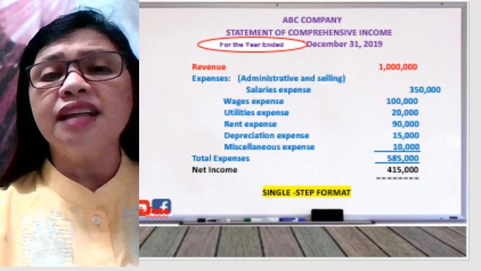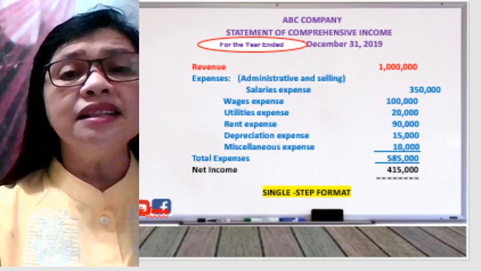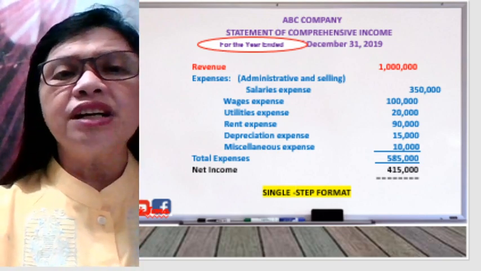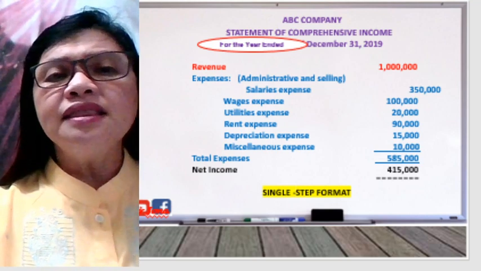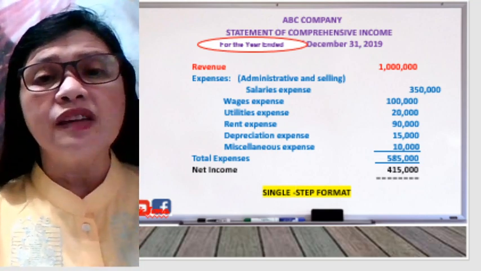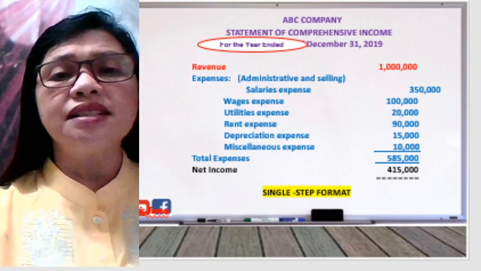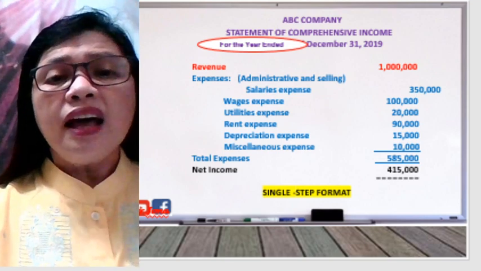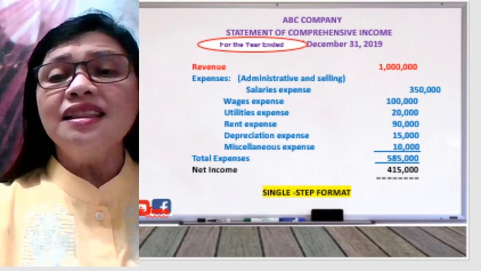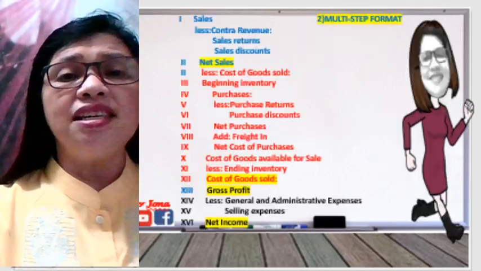And the statement being shown at this moment is called the single step format. See, it's very simple because it starts with the revenue, then you deduct the expenses. You may classify the expenses as administrative and general expenses and selling expenses. Then, ergo, you immediately get your net income. But in the multiple step format, it's quite complicated.